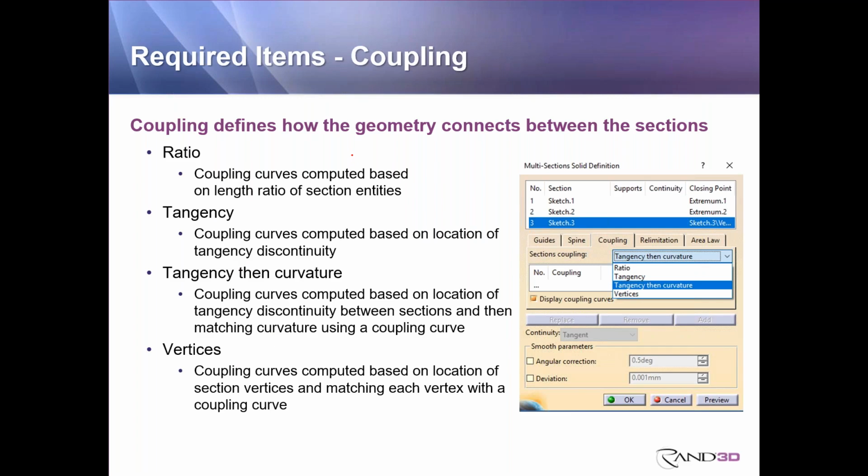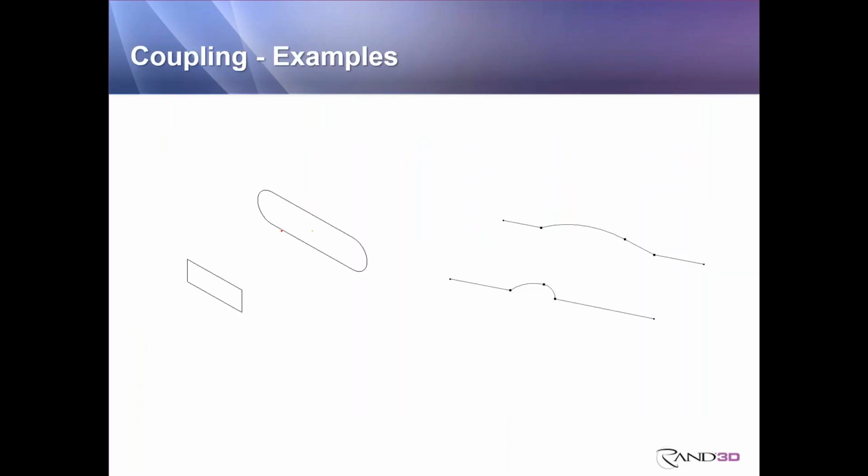What point on section number 1 gets connected to what point on section number 2 gets connected to one point on section number 3. That is controlled here by the coupling method. So I've got some examples that I want to go through and look at here to go over it.